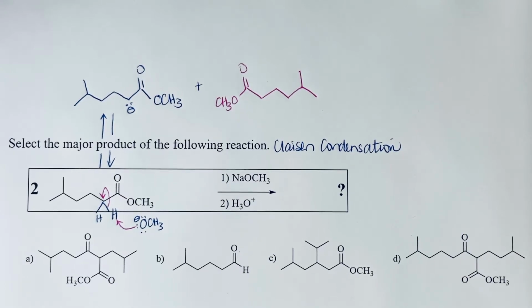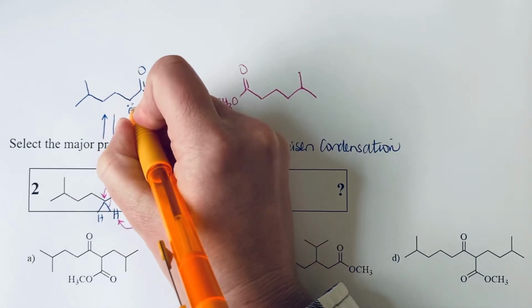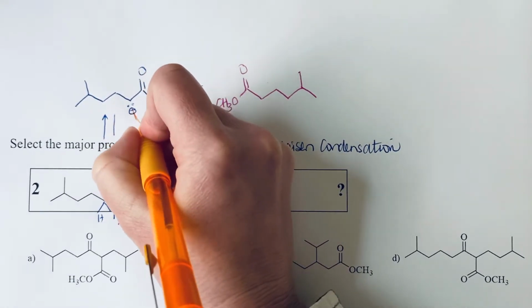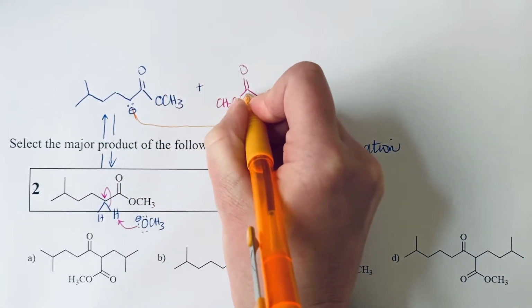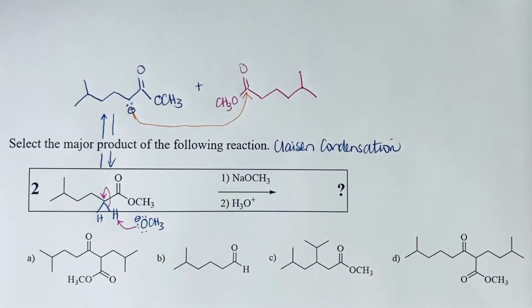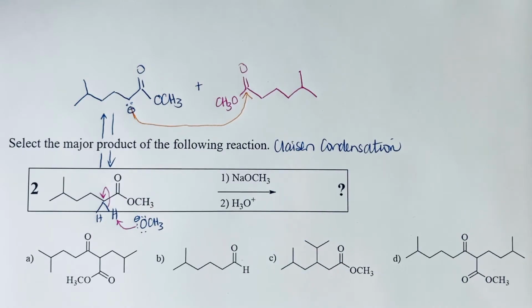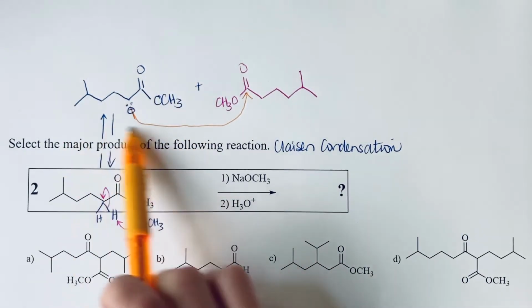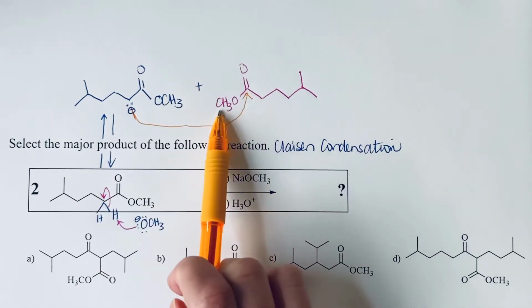So what I am going to do is I'm going to do a bit of a shortcut. I don't think we need to draw the entire mechanism to get to the product. So what we're going to see is we know that this enolate is going to attack the ester carbonyl. And because this is an ester, because we have a leaving group, it's a nucleophilic acyl substitution reaction. So we're substituting this enolate for the leaving group.